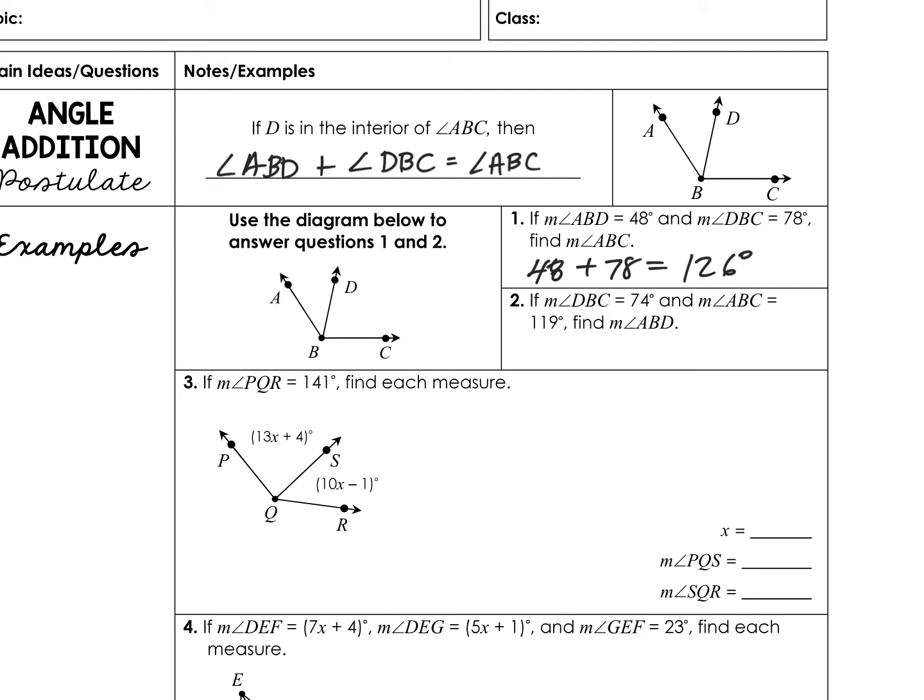Okay. If the measure of angle DBC is 74 and the measure of angle ABC is 119, find the measure of angle ABD. So here we have to do a little subtraction. 119 minus 74 is equal to 45 degrees.